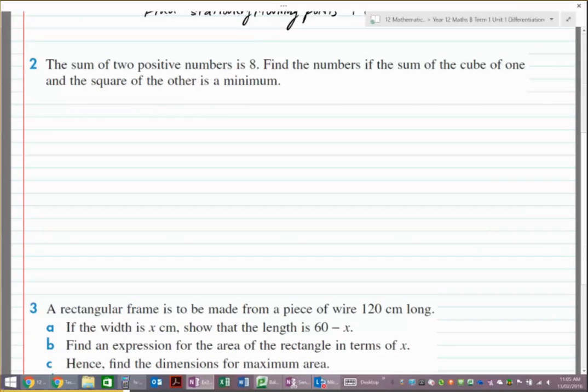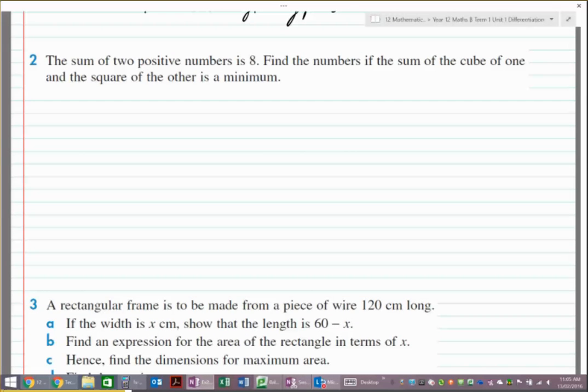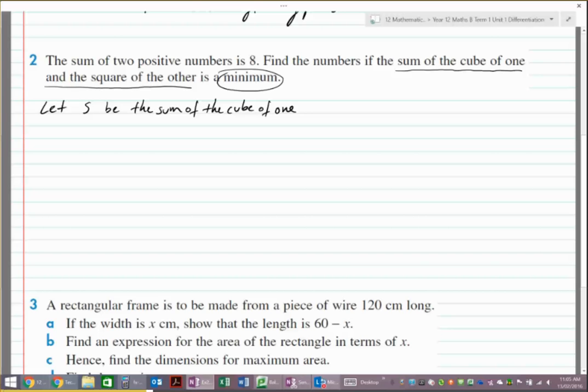Alright, on to question 2. Similar sort of question. The sum of two positive numbers is 8. Find the numbers if the sum of the cube of one and the square of the other is a minimum. So this thing that I've underlined is the quantity that I'm trying to optimize. I'm going to say let S be the sum of the cube of one and the square of the other.